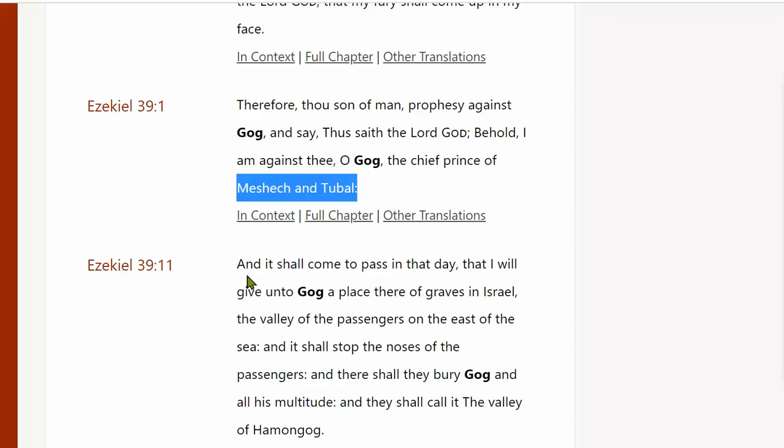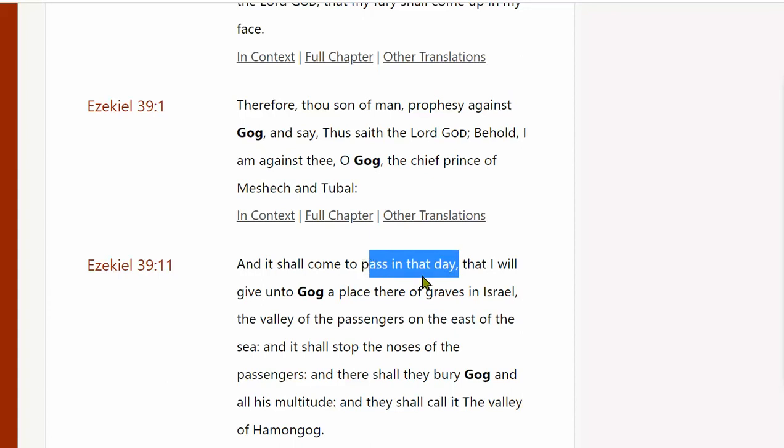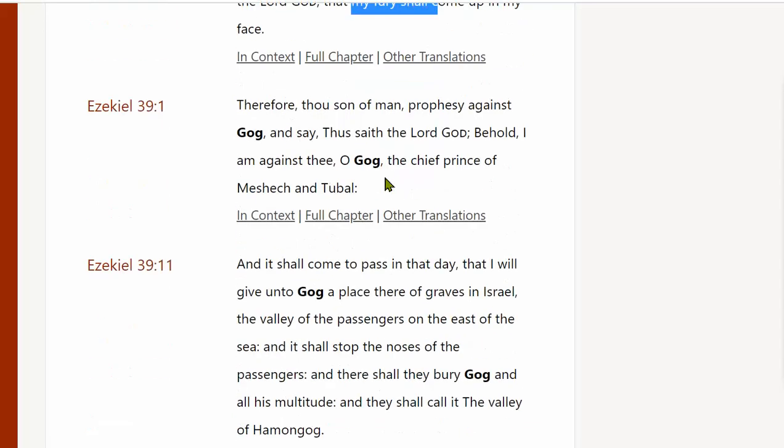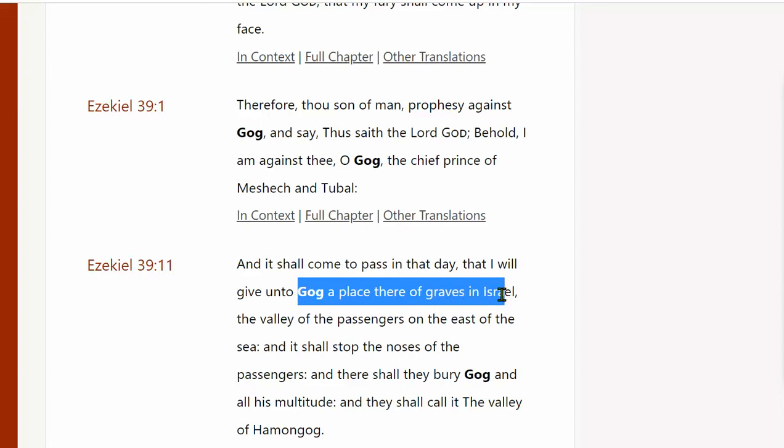Then Ezekiel 39:11 says, "And it shall come to pass in that day." Now this day is called the day of Jehovah. It is his turn now because his fury will come up in his face. So this is the time Jehovah will take revenge and go to war against the chief prince of Meshech and Tubal, "that I will give unto Gog a place there of graves in Israel, the valley of the passengers on the east of the sea, and I will stop the noise of the passengers, and they shall there bury Gog and all his multitude."